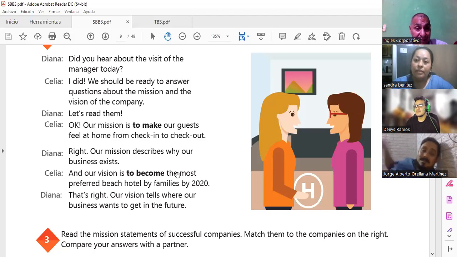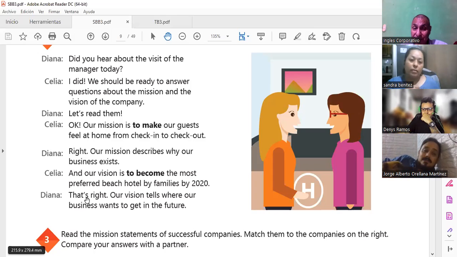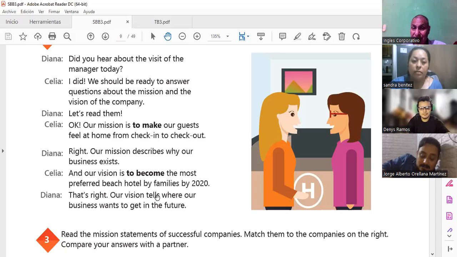Solamente vamos a trabajar en pronunciaciones, en terminaciones de palabras. Poco a poco vamos a ir ayudándole para que vaya subiendo su nivel de lectura. Vamos a comenzar con las terminaciones de las palabras. Siempre nos acostumbramos a que se escuchen las consonantes al final de la palabra. Por ejemplo, cuando decimos tells, cuando la última dice that's, aquí hay una S, that's right, y aquí hay una T al final. Entonces, te tiene que escuchar that's right, la T al final. Our vision tells, la S, tells where our business wants to get in the future, la T, to get in the future.